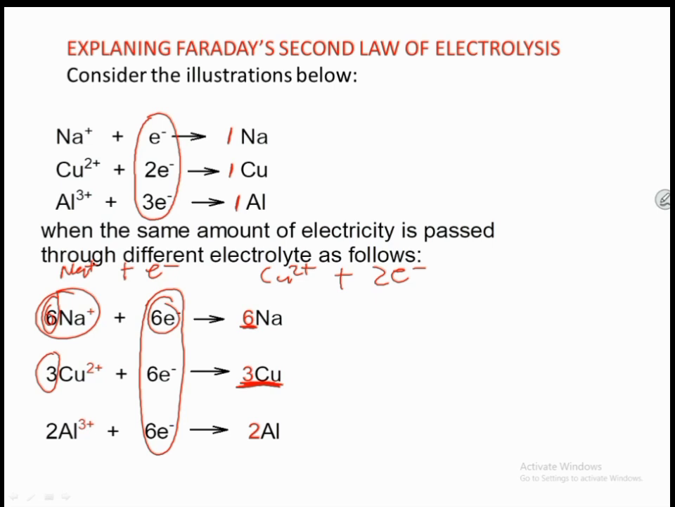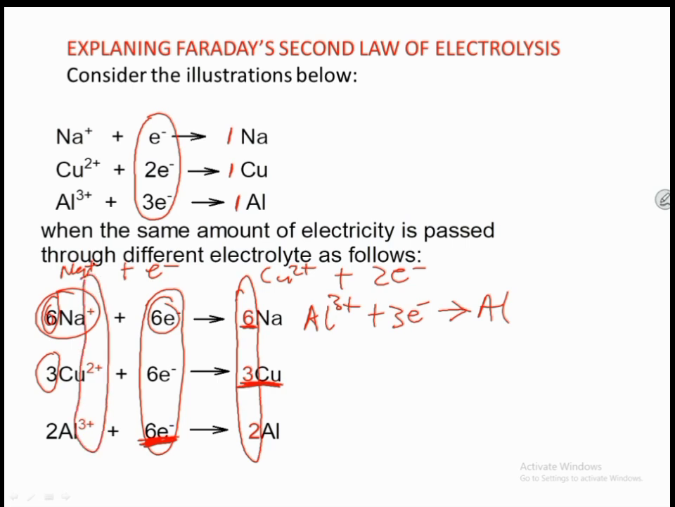Then that of aluminium, how many moles of aluminium can consume this amount of electricity? 2 moles of aluminium, because one of it consumes 3. 1 aluminium, Al3 plus, consumes 3 electrons to give us 1 aluminium. So 2 moles will be formed. So observe the changes in the moles under constant electricity, changes in moles with respect to their charges.